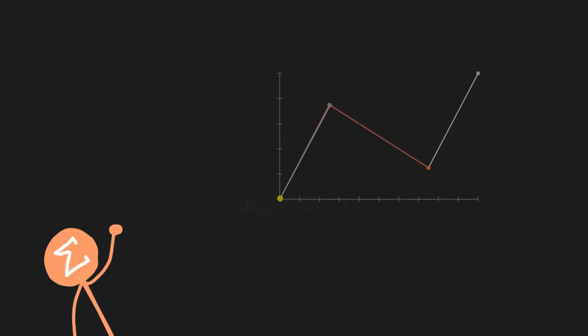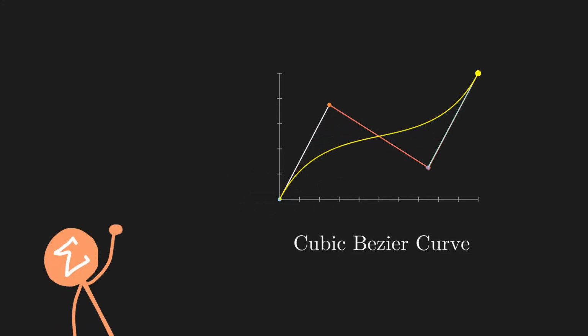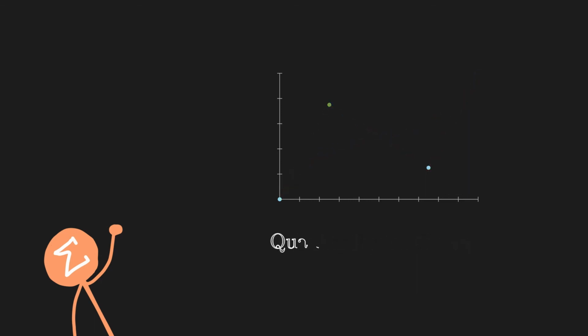We can apply the same algorithm with any number of points as long as we have at least 2 points. With n control points, we get a Bezier curve of degree n minus 1. For example, using 4 points gives us a cubic Bezier curve, whereas using 3 points will give us a quadratic Bezier curve.